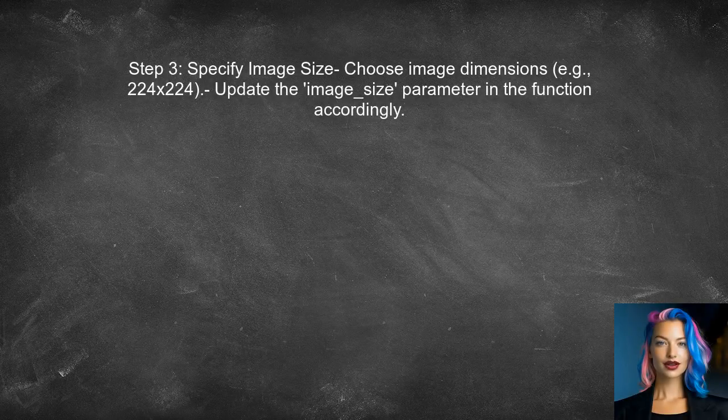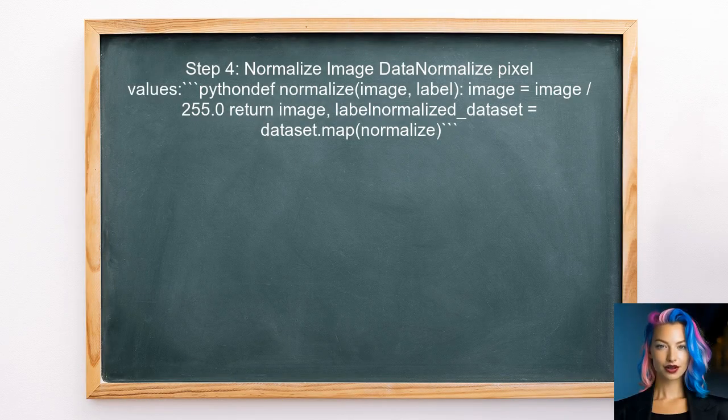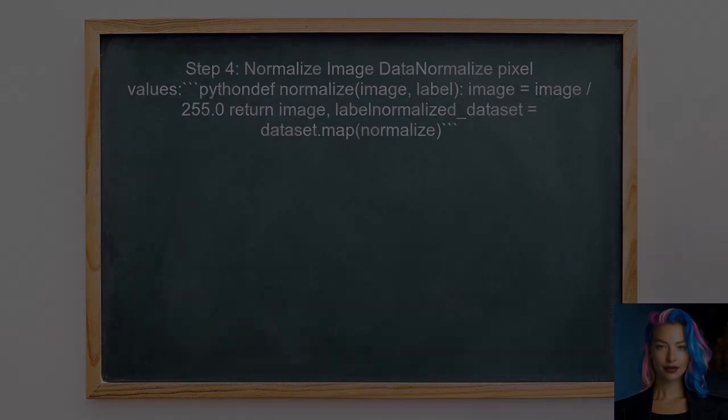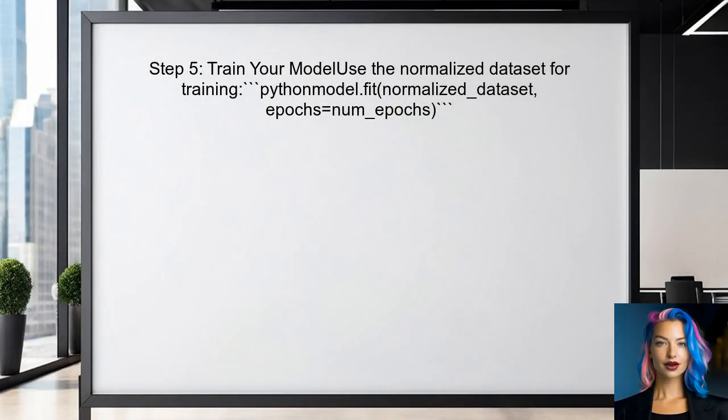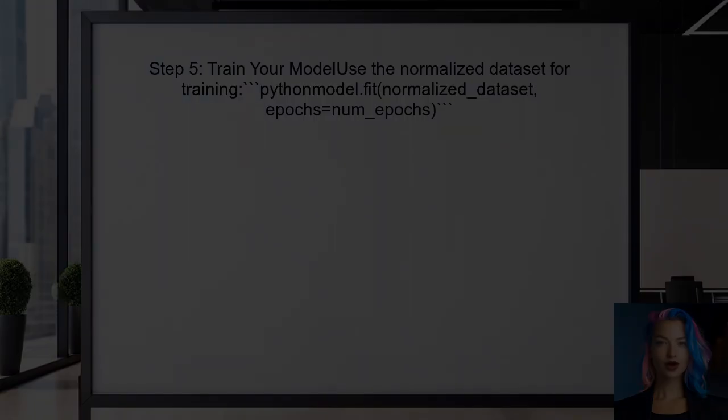It's important for the user to specify the image size. TensorFlow requires images to be of uniform size for processing. The user can choose dimensions that suit their model. After loading the dataset, the user should consider normalizing the pixel values. This can be done by dividing the pixel values by 255, which scales them to a range between 0 and 1. Finally, the user can now use the loaded and normalized dataset to train their convolutional neural network. They can proceed with model training as they did with the MNIST dataset.